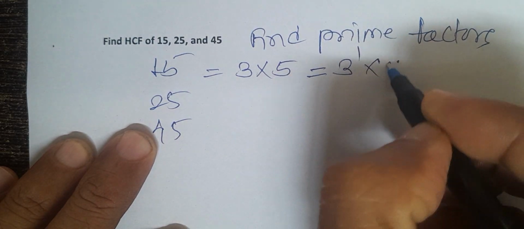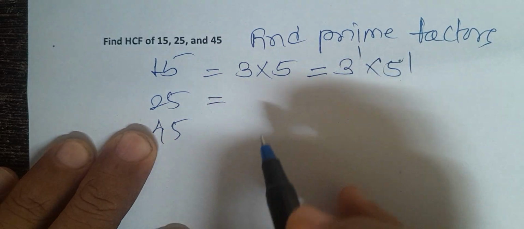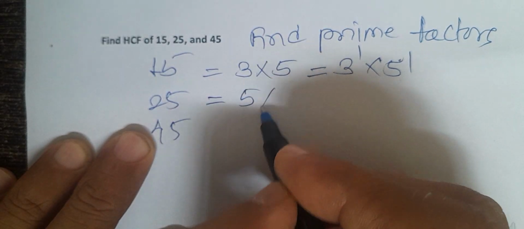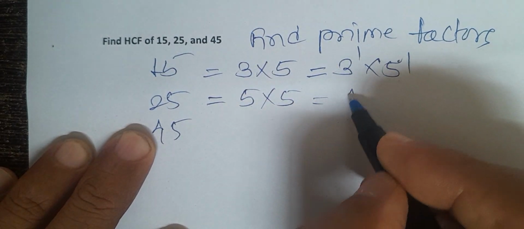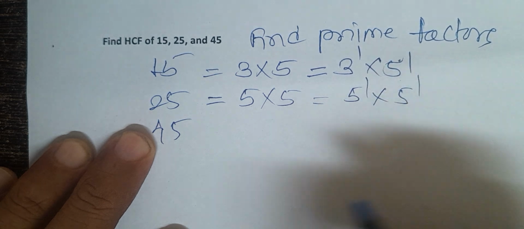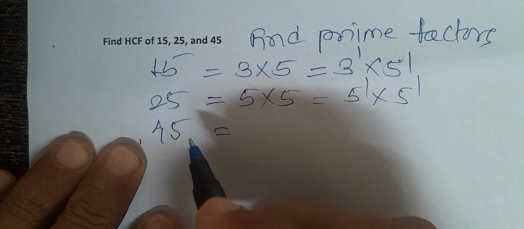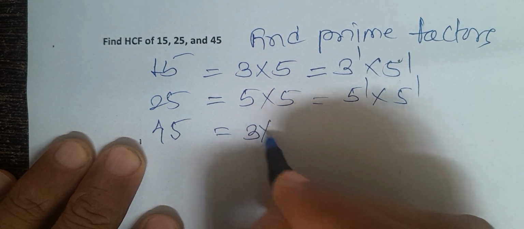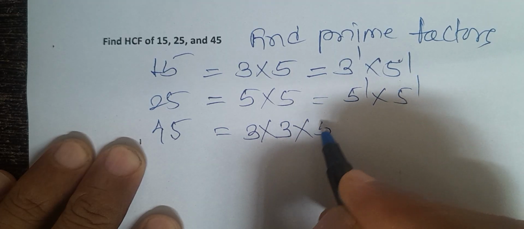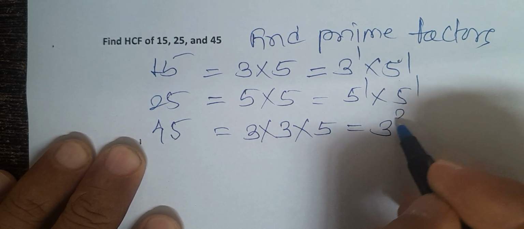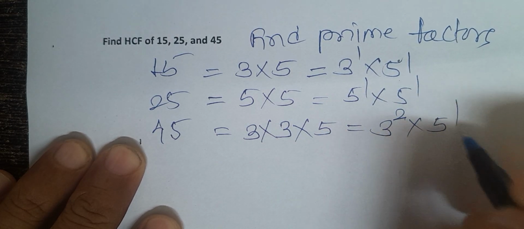So in terms of power we can write like this. Then 5 5s are 25. Then 3 3s are 9, 9 5s are 45. So 3 raised to power 2 into 5 raised to power 1.